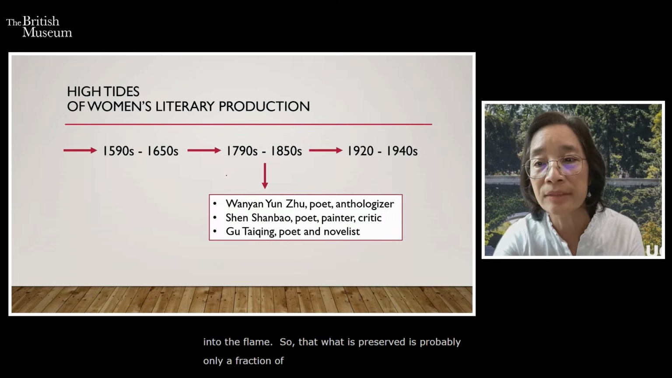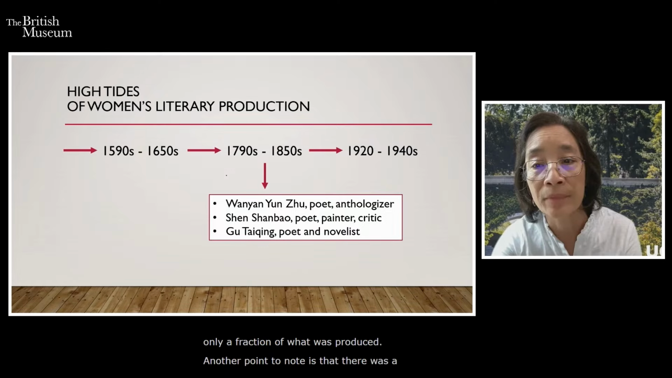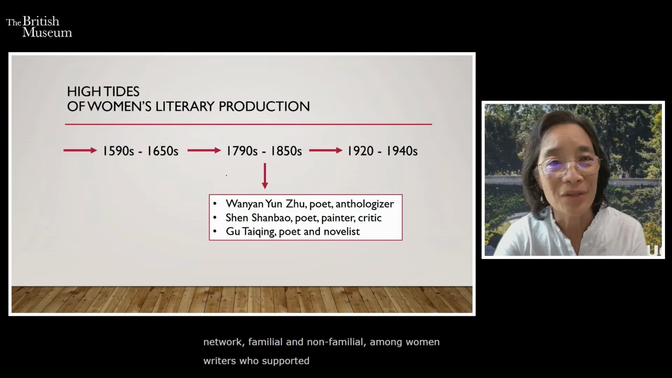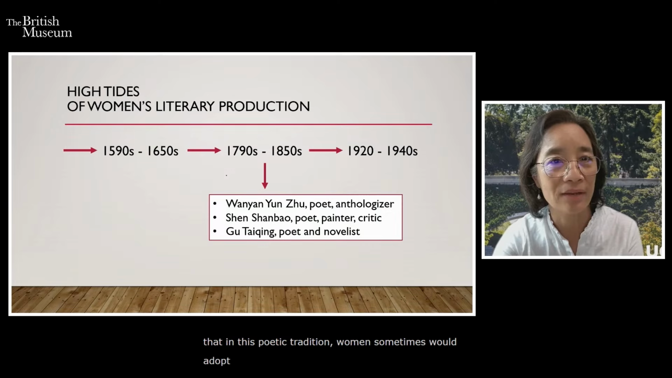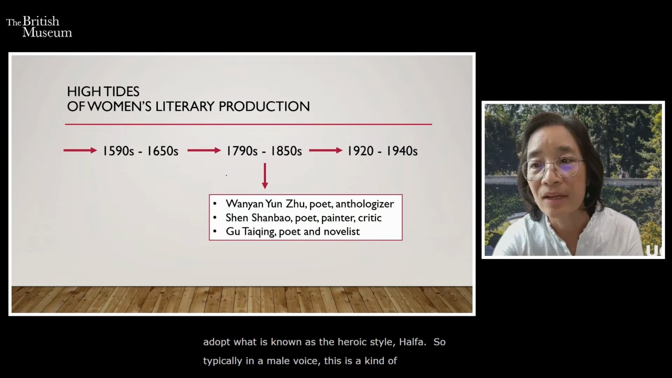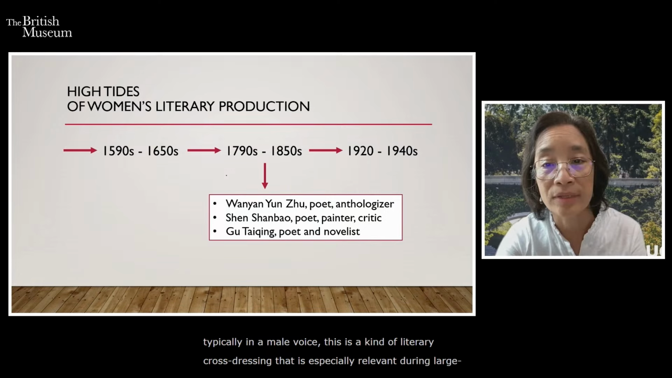Another point to note is that there was a vast network, familial and non-familial, among women writers who supported one another. A third point to note, this is the last point to note, that in this poetic tradition, women sometimes would adopt what is known as the heroic style, haofang. So typically in a male voice, this is a kind of literary cross-dressing that is especially relevant during large-scale crises such as wars and dynastic transition.